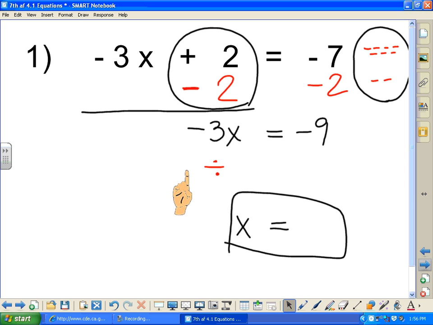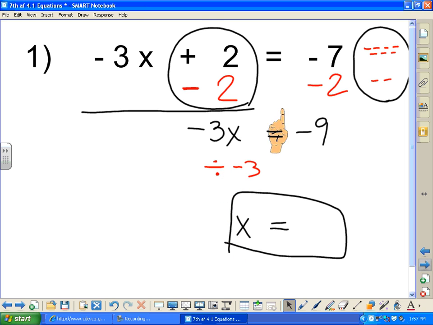I need to divide by negative 3, because a negative 3 divided by a negative 3 is going to give me a positive 1, and that 1 times the x is just going to give me an x, wouldn't it? So that's what I'm going to do. I'm going to divide by negative 3 here, and that gives me the x. Great. What do I do next?